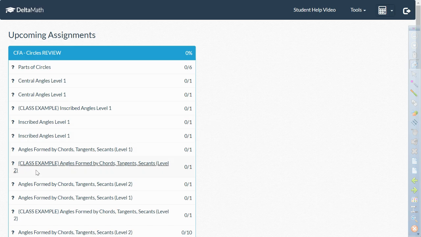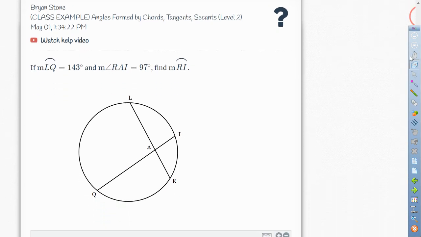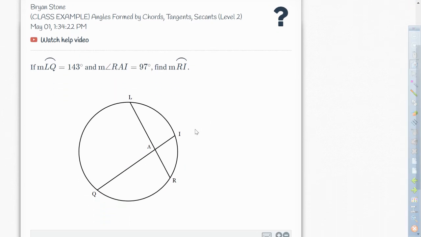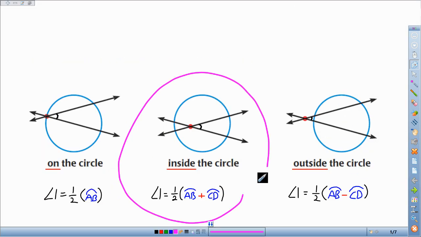Cool. From here, we're getting into the next class example. Let's go ahead and click on that. This one is giving us two, I guess you can think of as chords crossing one another. These are the angles inside the circle problems. Just to go back, we're looking at these types of problems right here. If you remember, the measure of the angle inside a circle is half the measure of its two intercepted arcs. I think of it as the one in the front and behind, added together. Let's see what this one is giving us.